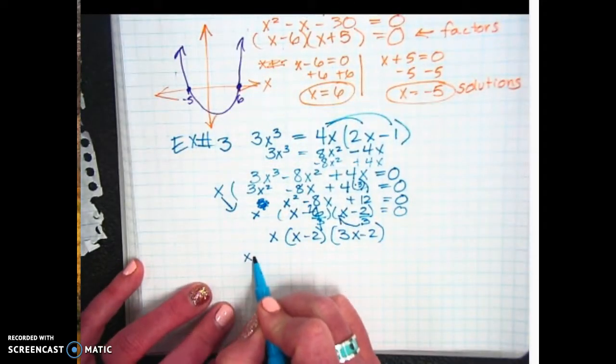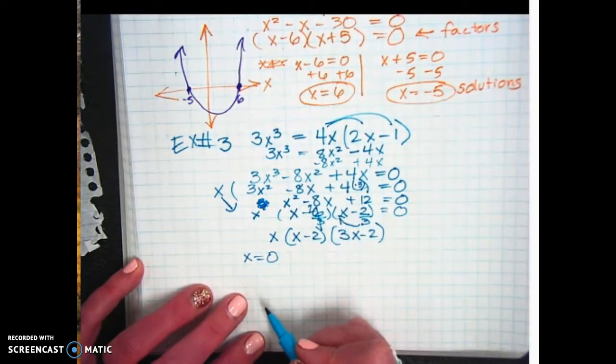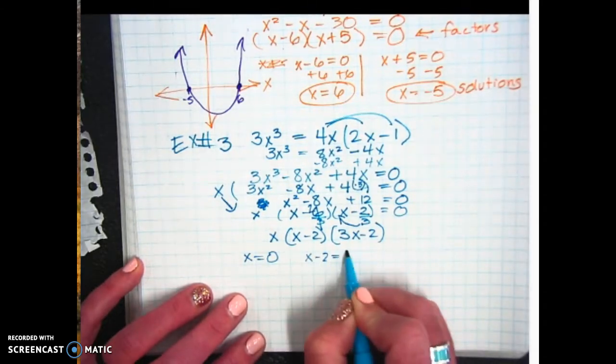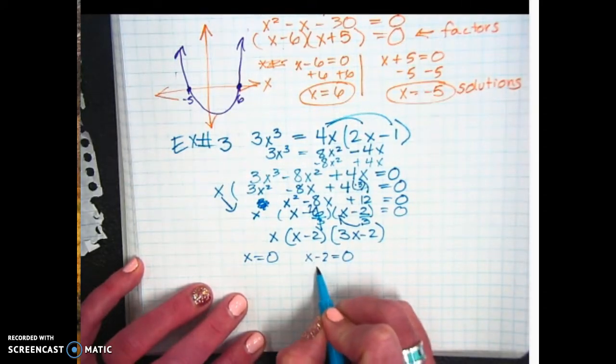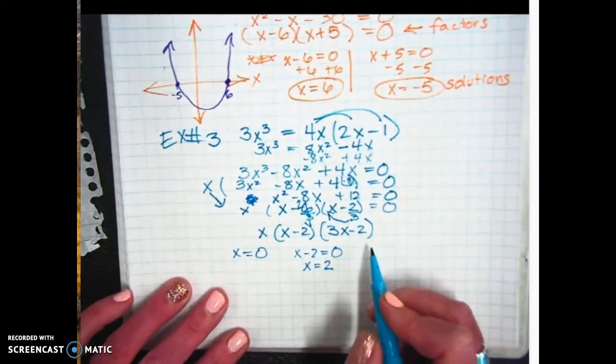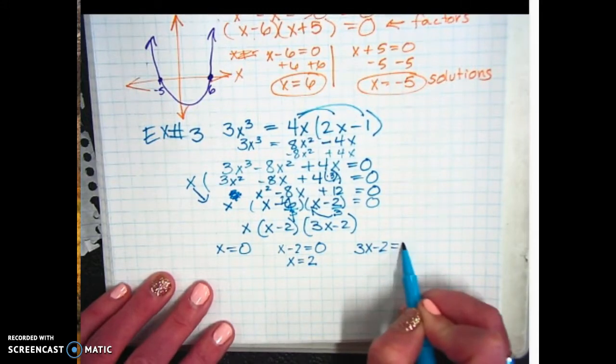So we set each of those equal to 0. First one's super easy. X equals 0. We're done. Second one, if we have x minus 2 equals 0, it's just the opposite, and it's positive 2, right? The third one is the only tricky one. 3x minus 2 equals 0.